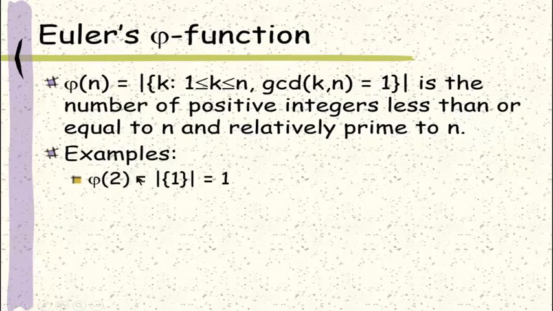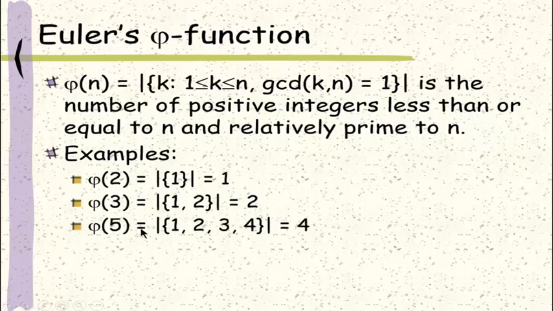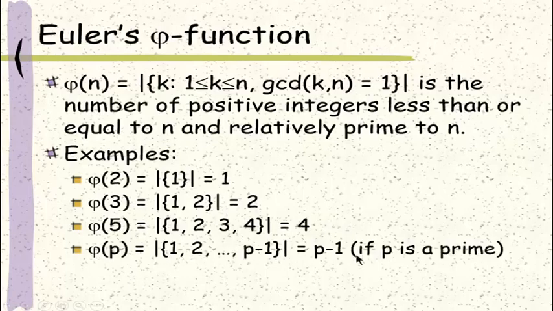So first, phi of 2: there's only the number 1, which is relatively prime to 2, so phi of 2 is equal to 1. For 3, both 1 and 2 are relatively prime to 3, so phi of 3 is equal to 2. Phi of 5: all the numbers less than 5, 1, 2, 3, 4, are relatively prime to 5, so phi of 5 is 4. At this point, we can reason that for any prime number p, phi of p should be p minus 1, because all the numbers from 1 to p minus 1 are relatively prime to p.